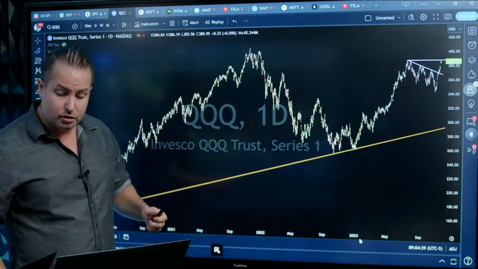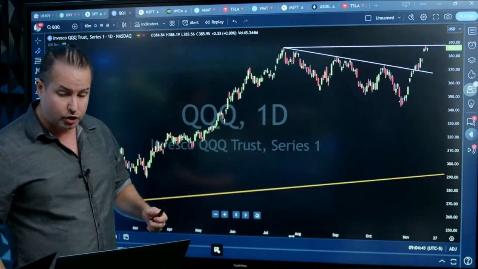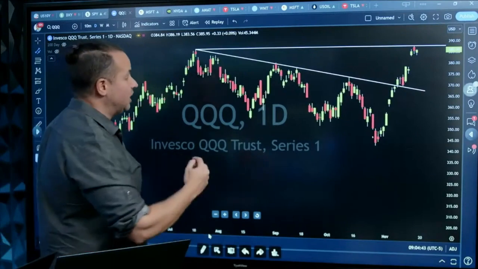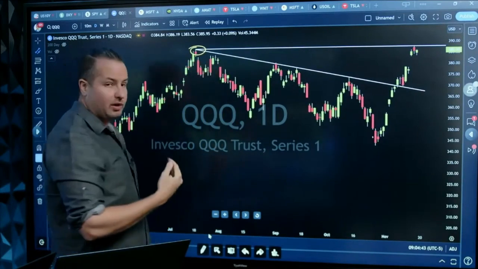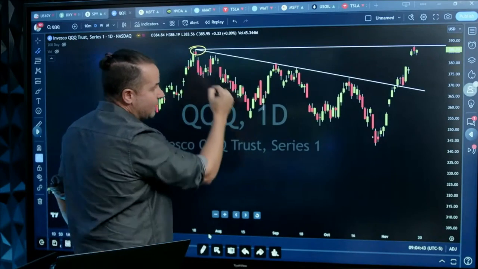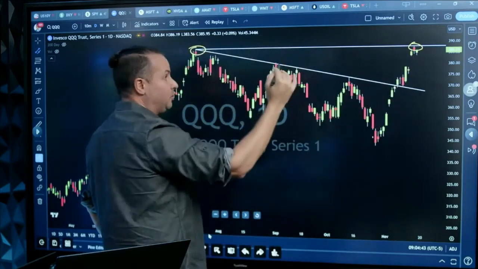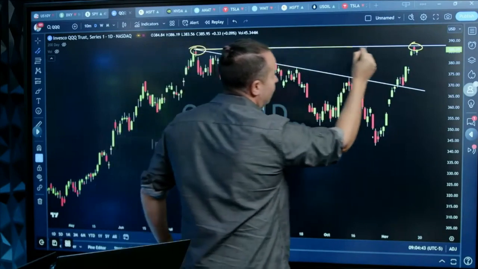The Qs are into some resistance here. Now, I want to show you this. So basically, this is what we would refer to as a double top. Double top, simply, it is exactly what it sounds like. It's a high, then we pulled back, and now we're revisiting a high. Essentially, it's a double topping point right from here to here.